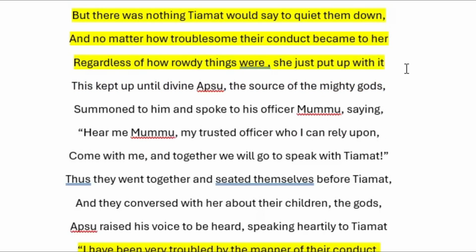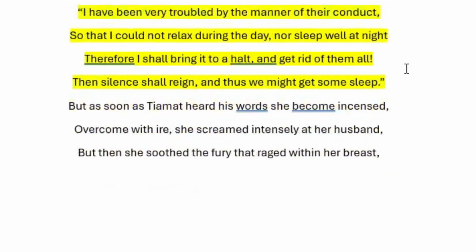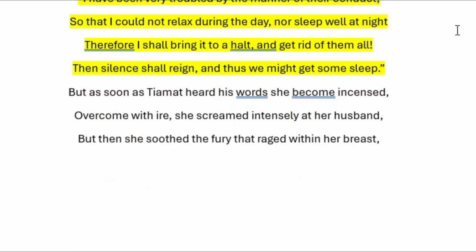These would be like the giants, the gods, the giants that came about as a result of having offspring with the beautiful daughters of men. Similar thing. We've got these out of control gods or out of control giants. I've been troubled by the manner of their conduct so that I could not relax during the day nor sleep well at night. Does that one ring true?